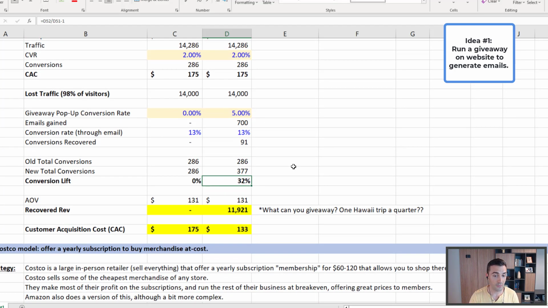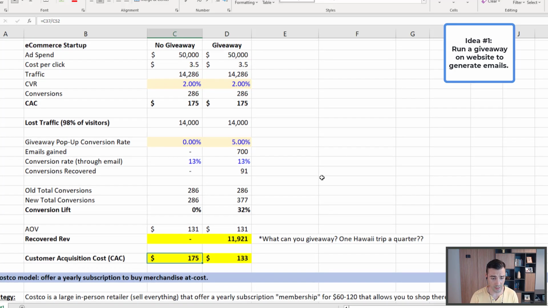If we look at revenue, we're saying that the average order value is $131. The difference to have 91 more conversions is $11,921. And so could you afford to do a trip to Hawaii? You could do this giveaway once a quarter, say you could run it for 3 months at a time. And probably you would make back far more in revenue and gross profit than the giveaway would cost. And so it would be worth the investment.